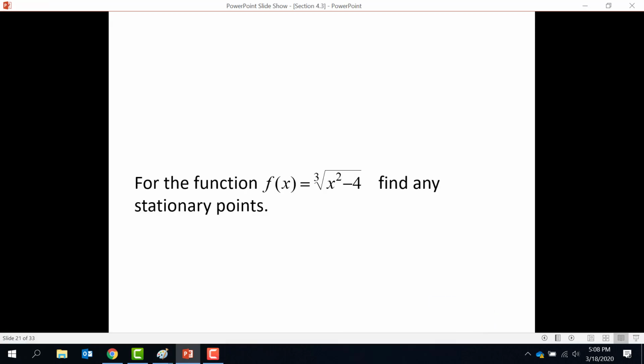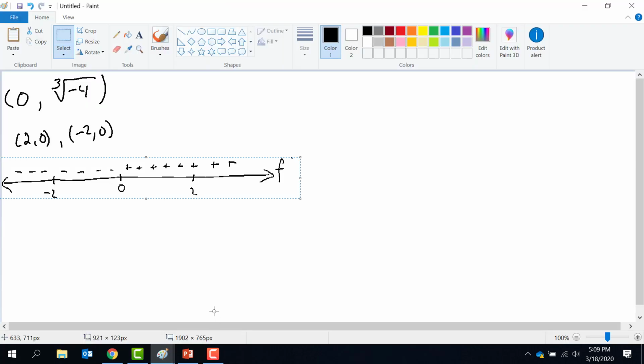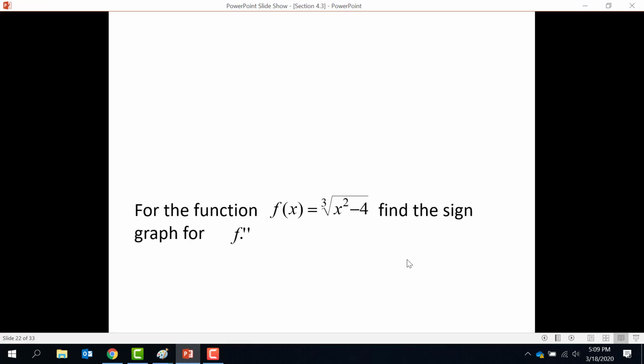Okay, so again, the stationary points are where the derivative is 0. When we looked at the sign chart at -2 and 2, the derivative was undefined. So those are not stationary points. The stationary point is when x is 0. Next, we want to look at the sign chart for the second derivative. That will tell us where our function is concave up and concave down.